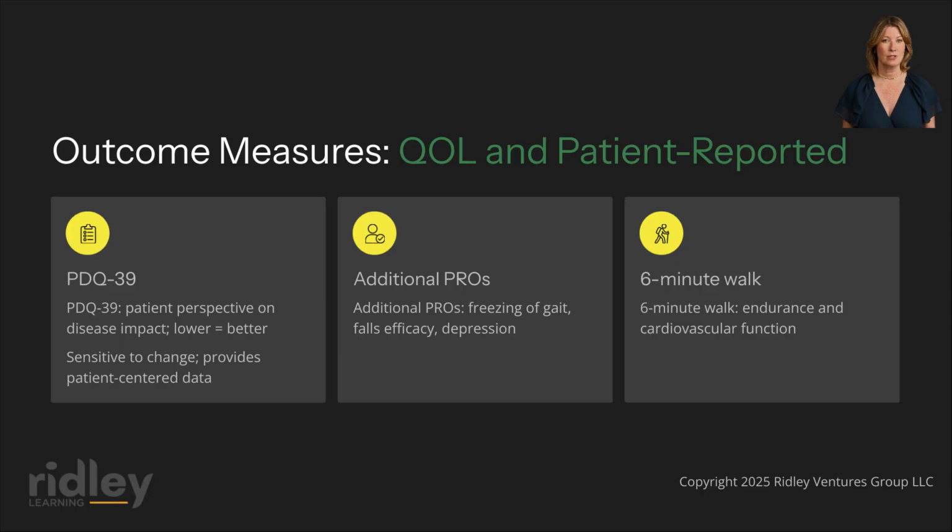Quality of life assessment using the Parkinson's Disease Questionnaire 39, or PDQ-39, captures the patient perspective on disease impact across physical, emotional, and social domains. This 39-item questionnaire yields domain scores and a summary index score, with lower scores indicating better quality of life. The PDQ-39 is sensitive to change following rehabilitation interventions and provides patient-centered outcome data that complements clinician-assessed measures. Additional patient-reported outcome measures may address specific domains such as freezing of gait, falls efficacy, and depression.